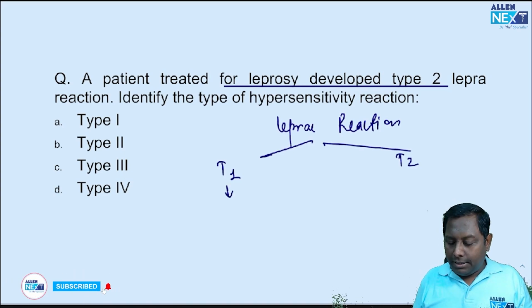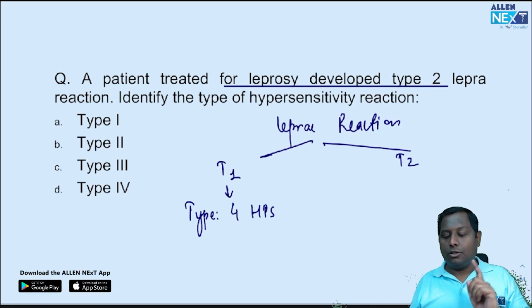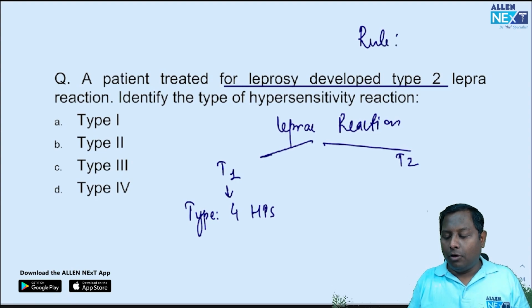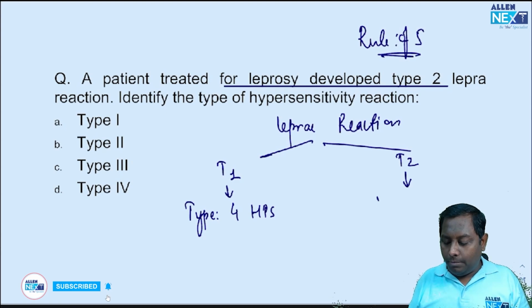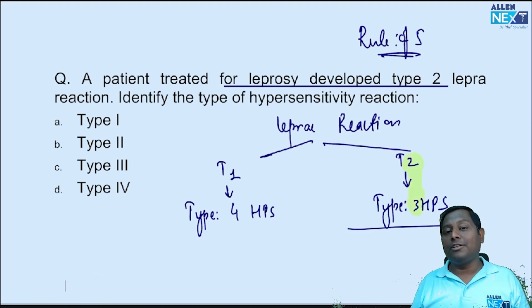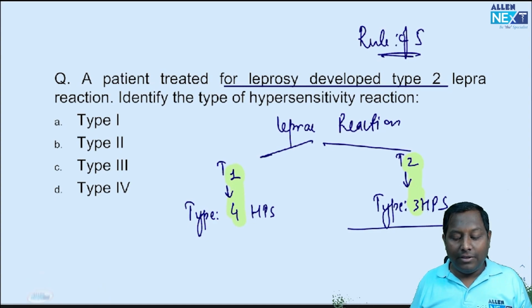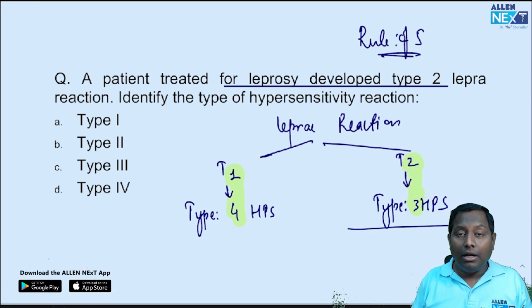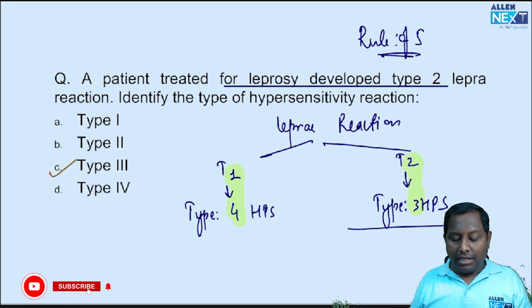Type 1 lepra reaction is type 4 hypersensitivity, because I told you that the total score, the rule of 5, should be followed. Type 1 will be the 4th type of hypersensitivity and type 2 will be type 3 hypersensitivity. So it is the rule of 5, because ultimately you have to add both to make 5. So 2 and 3 make 5, and 1 and 4 make 5. If you already know the rule of 5, then you can tell me which one will be type 2 lepra reaction. 2 and 3 must make 5, so type 3 hypersensitivity reaction. So lepra reaction type 2 will be type 3 hypersensitivity reaction.